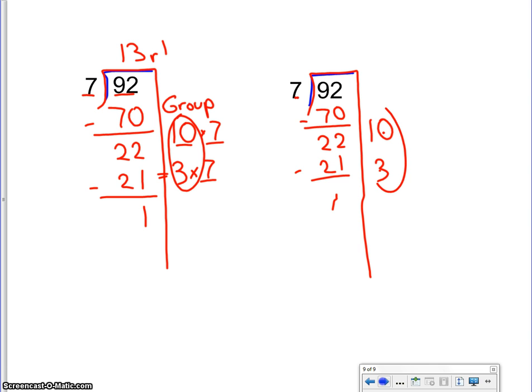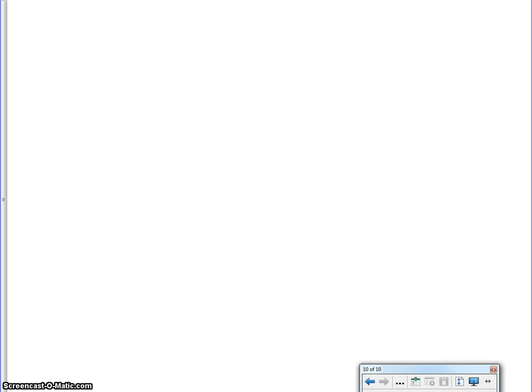1 left over. My answer is 13 with a remainder of 1. And this strategy works really well for students that don't know their large digit multiplication yet, and you can use this to go in different directions. So let me do it with a larger number.